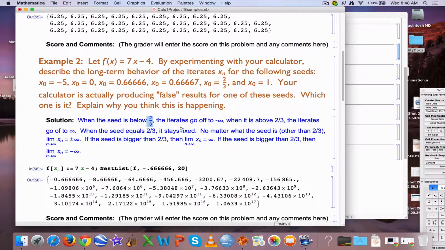I added some sentences here. No matter what the seed is other than 2/3, the limit is either plus or minus infinity. In fact, if the seed is bigger than 2/3, the limit is plus infinity, and if the seed is less than 2/3, then the limit is minus infinity. It doesn't mean infinity and minus infinity are numbers. They're not numbers. This is just notation, standard notation, meaning here the sequence, when the seed is bigger than 2/3, gets bigger and bigger without bound to the right, positively, and when the seed is less than 2/3, the sequence terms, the numbers, get smaller and smaller without bound to the left.